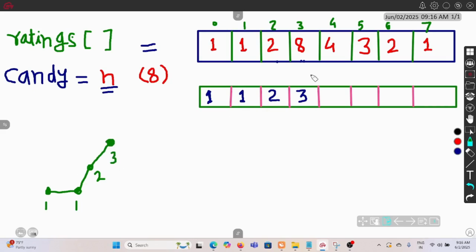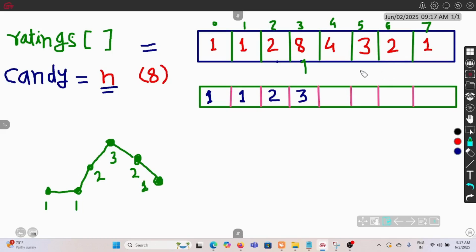Now if we are reaching here, on the right side this guy has a smaller rating. So somewhere this should get fewer candies, correct? Maybe, as of now, this guy is getting 2. Now if we are coming here, 4 has a higher rating than this 3, so this 3 also should get fewer candies. Let's say for now this guy gets 1. So far everything is satisfied.